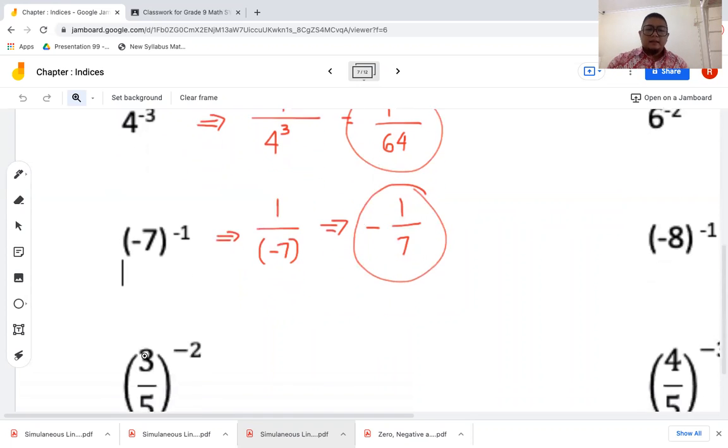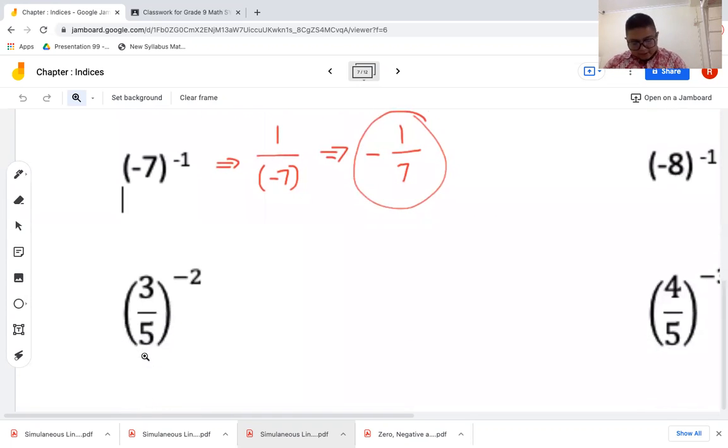Okay. Now let's move on to the last one. In this problem, you will see that the terms that are being applied are in fraction form. So just the same thing, we are going to write them as a denominator, but then you will see that it is being squared. So we can simplify this as 1 over 9 over 25.